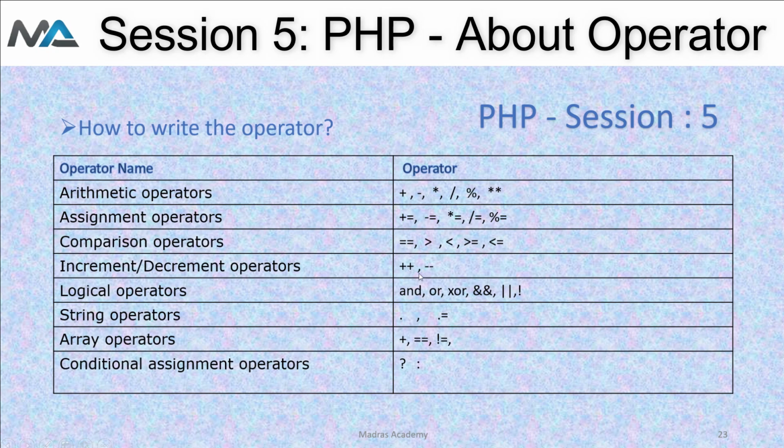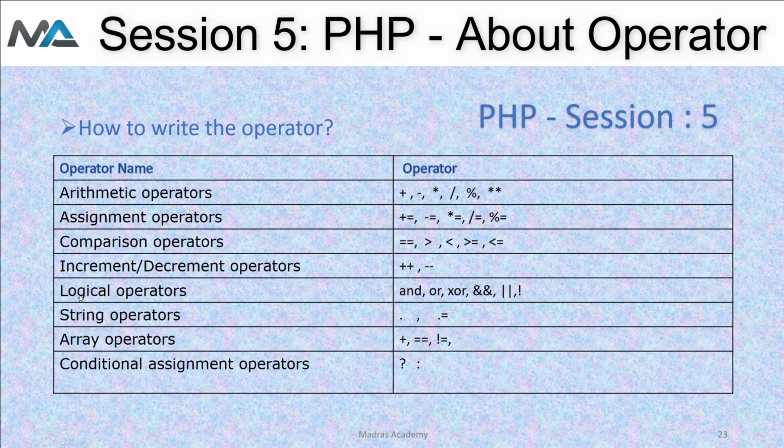In this we have two types, post increment and pre increment. Mostly we are using this operator in looping conditions. Okay, so how to use this operator in a loop, we'll see that.